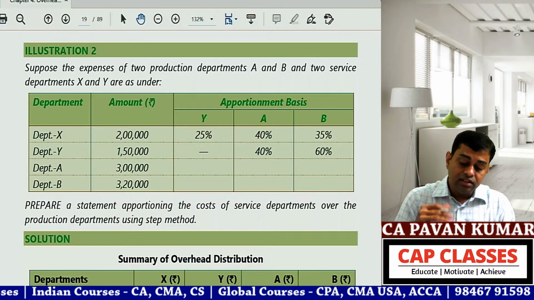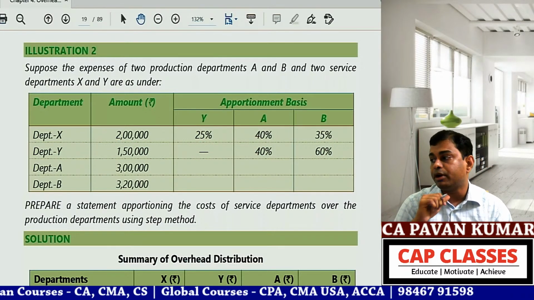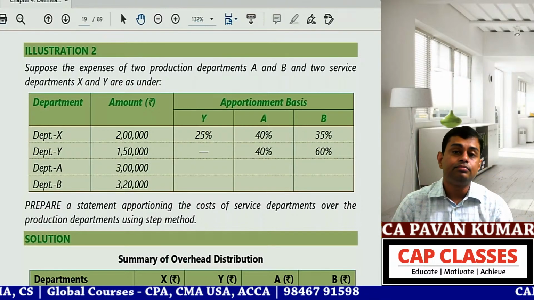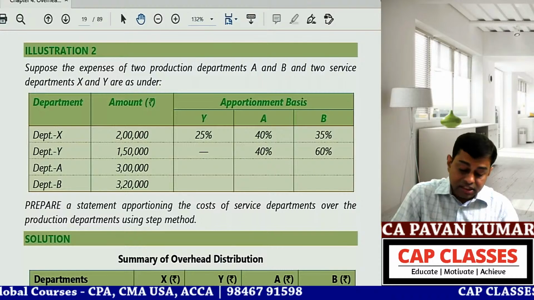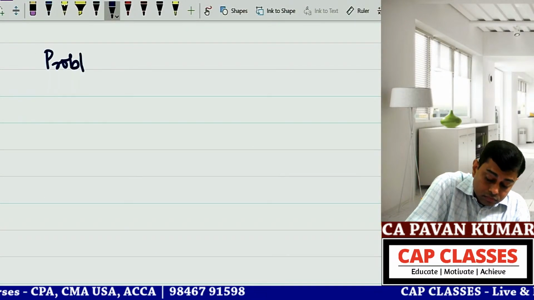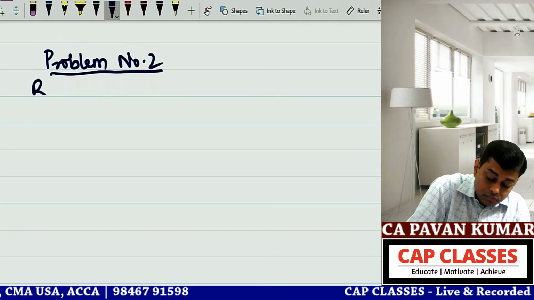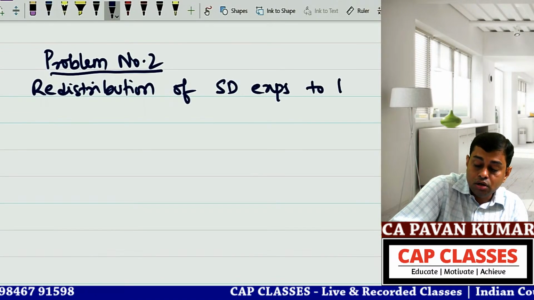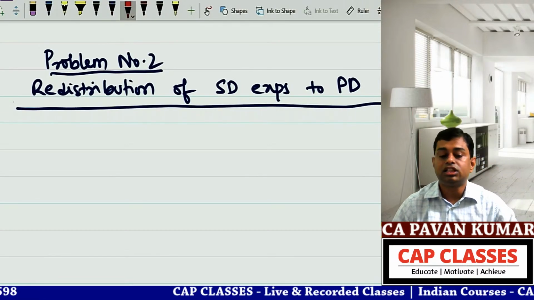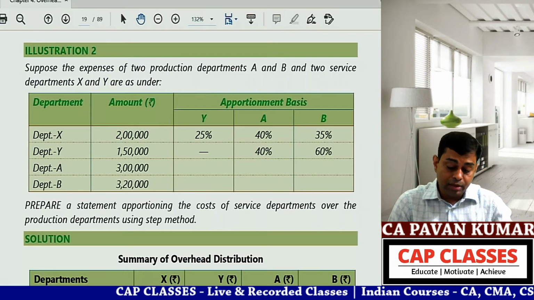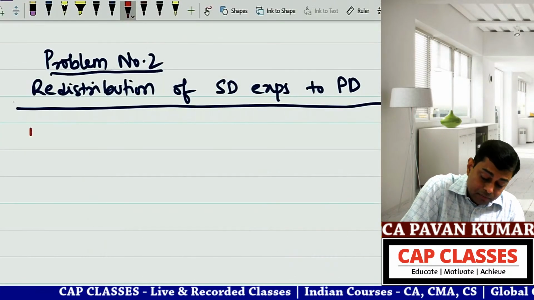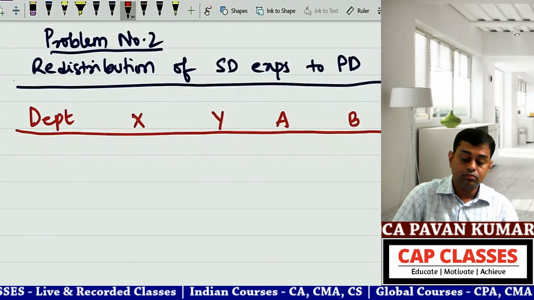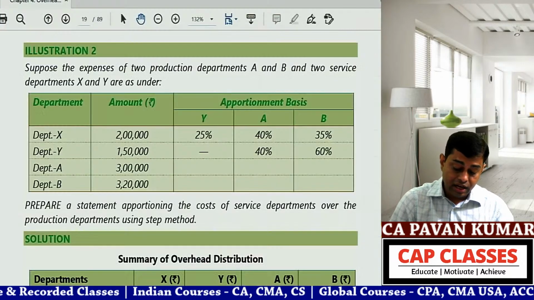Department A, 3 lakhs. Department B, 3,20,000. These are production departments. Prepare a statement apportioning the cost of service departments over the production departments using the step method. Simple answer. Put the heading problem number 2: Redistribution of service department expenses to production departments. Under that, departments X, Y, A, B.